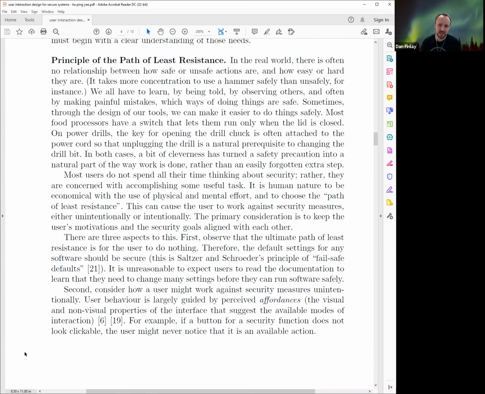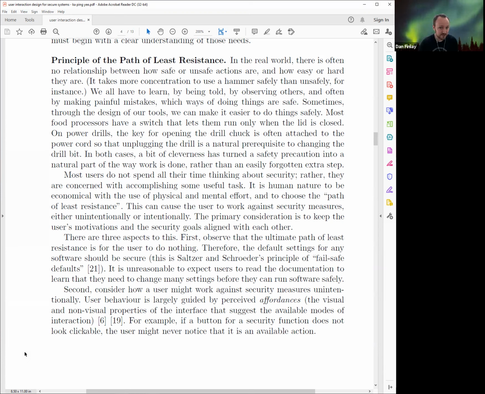So, in the real world, there's often no relationship between how safe or unsafe actions are and how easy or hard they are. It takes more concentration to use a hammer safely than unsafely, for instance. We all have to learn by being told, by observing others, and often by making painful mistakes which ways of doing things are safe. Sometimes, through the design of our tools, we can make it easier to do things safely.